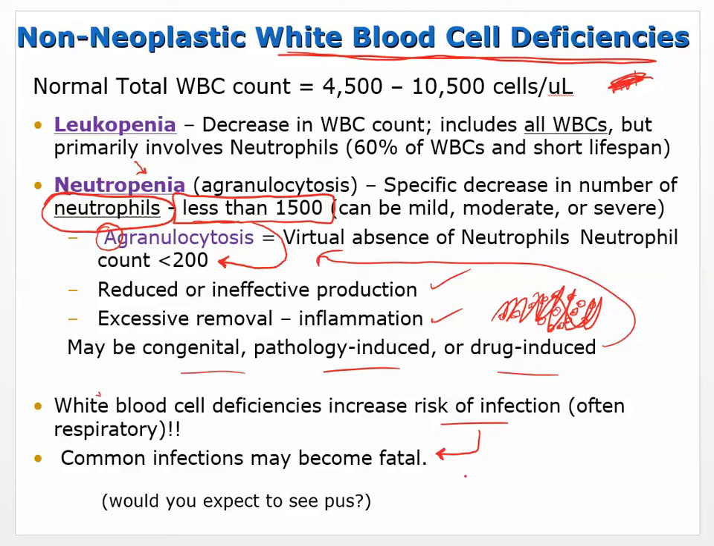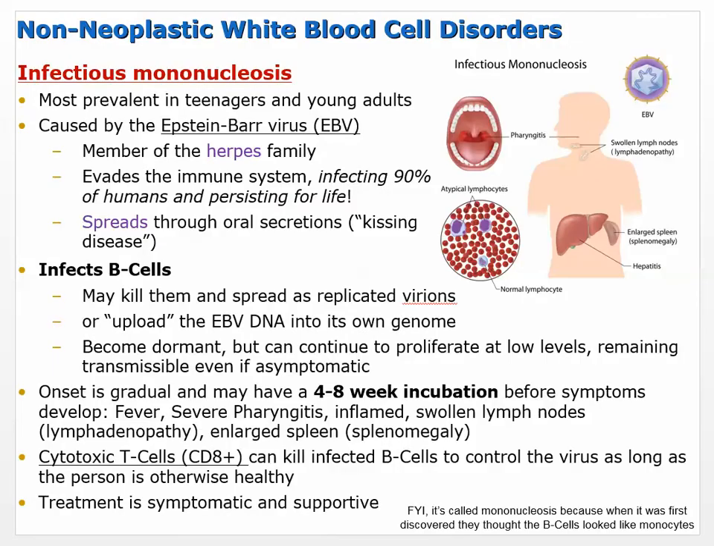And it says, would you expect to see pus? Well, I would not, because neutrophils are what make up pus. So if you have agranulocytosis, you're not really making neutrophils, so you're not going to have pus, which means also that you're not fighting infection.